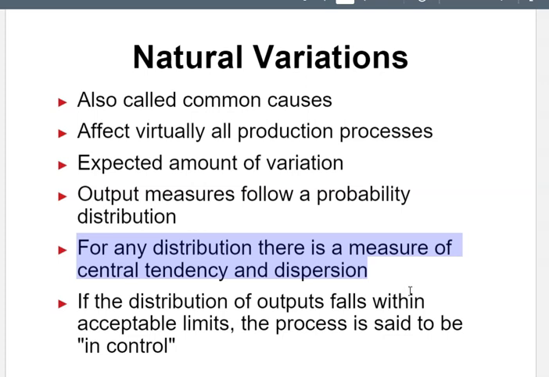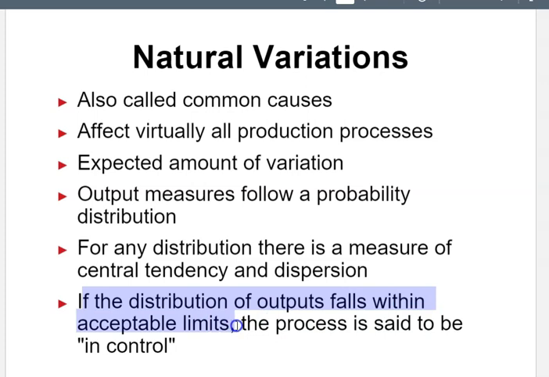Are most values occurring close to the average, around the average, or are they very far from the average? That tells us about the distribution, and statistically we can find out what distribution we are using. So remember that the normal distribution is the most useful distribution for us, especially for natural variations. If the distribution of outputs falls within acceptable limits, the upper bound and lower bound that I told you we will calculate, the process is said to be in control.